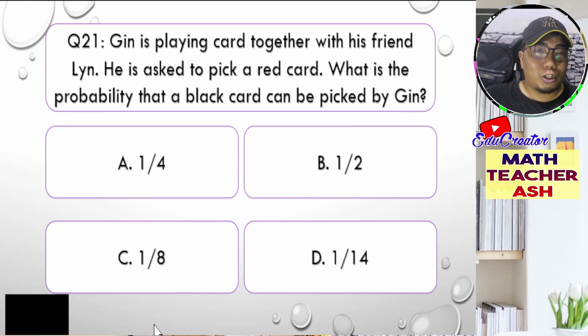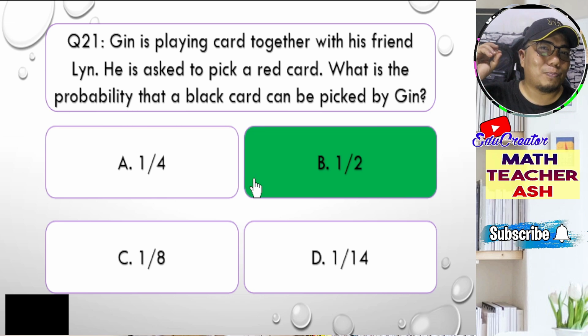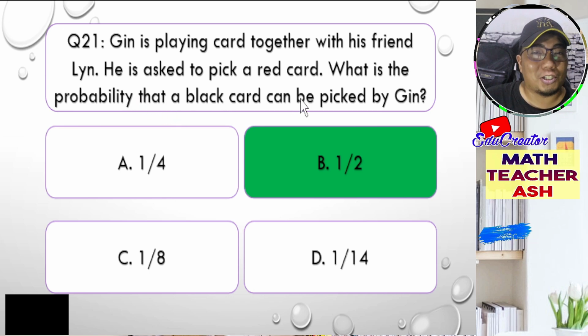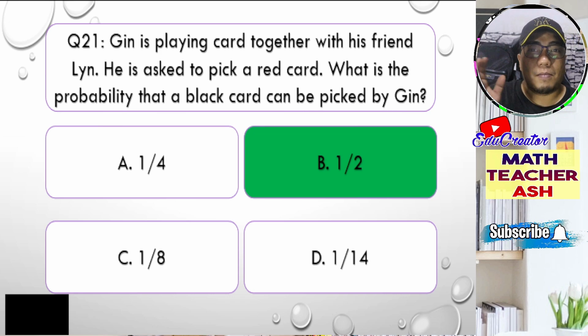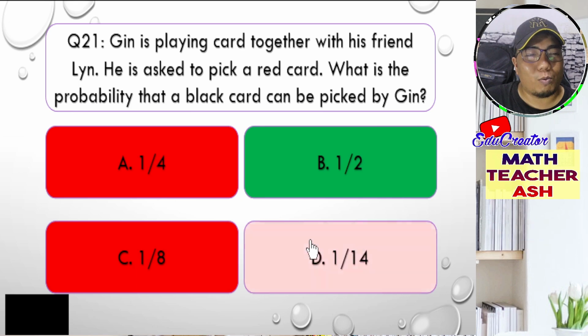So, therefore, in order to pick a red card, you have 26 out of 52 cards as your probability. And if you simplify 26 out of 52, that is very good, that is 1/2. So in every 2 cards you pick, you have the probability that you can get a red card. But the question here is black card, so still the same. He is asked to pick a red card, but what is the probability that a black card will be picked by Jin? Basically, they are just the same, because the number of black cards and the number of red cards in the deck of cards are the same. So that is 1/2. So 1/4 is wrong, 1/8 is wrong, and 1/14 is wrong.